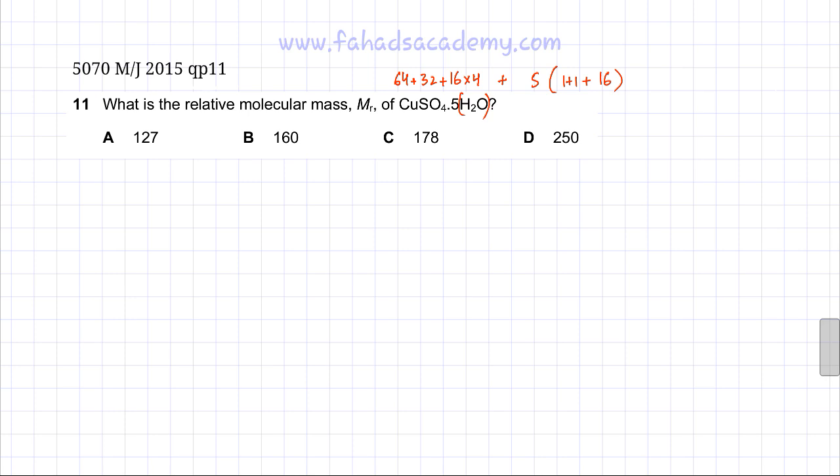But always remember, when you're adding up the atomic masses, treat the 5H2O as a separate thing and then add this to the original Mr. And you just need to sum all of these atomic masses up. And the answer that you get when you sum all of them up is going to be option D. It's going to be 250. So the molecular mass Mr is going to be 250.